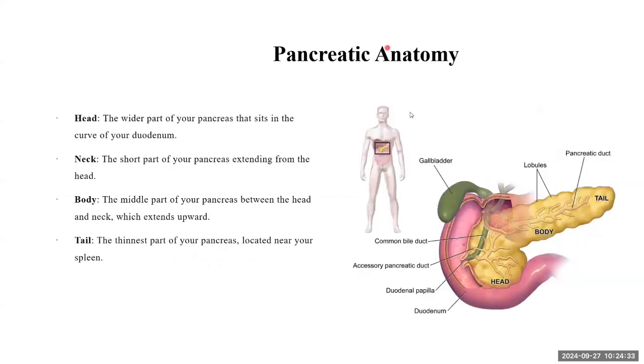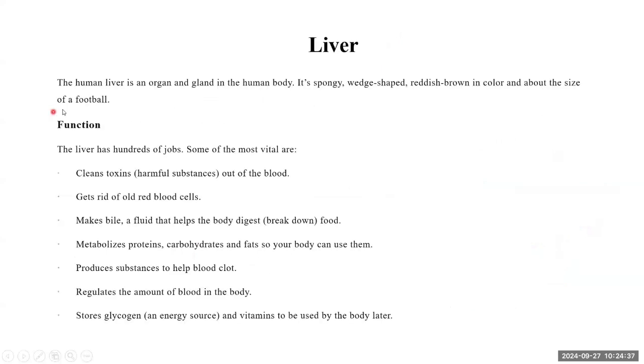Let's move forward with the liver. The human liver is an organ and gland in the human body. It's basically a spongy, wedge-shaped organ, reddish brown in color, and about the size of a small football. It's a solid organ, not a hollow organ like the stomach or intestines or esophagus. The liver has a lot of functions.